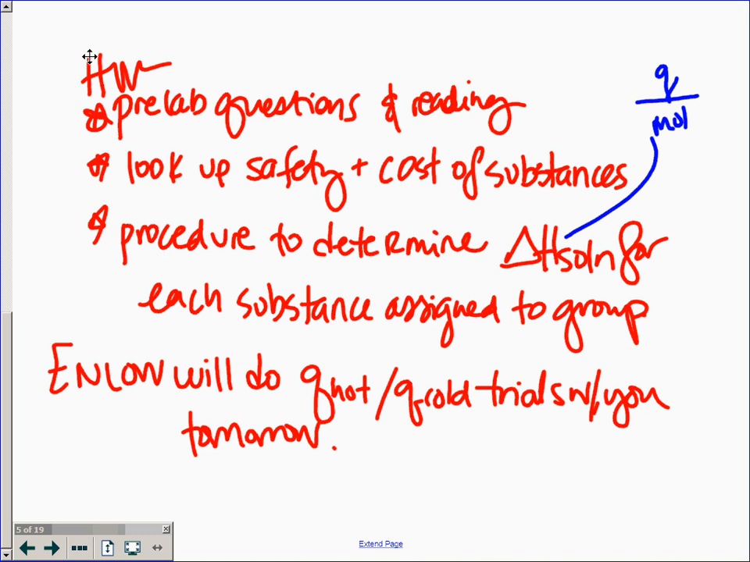And I will do the Q hot and Q cold with you tomorrow to calibrate our coffee cup calorimeter. You cannot do that yet just because we didn't have time to do hot and cold today. If you have materials left on the desk, it'll be there till tomorrow for you guys, okay?